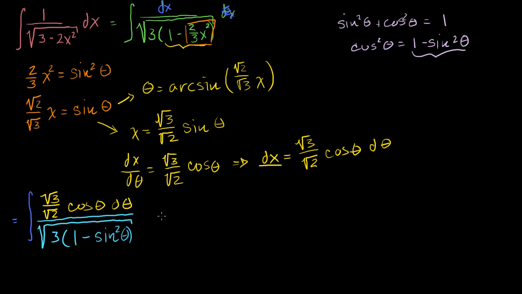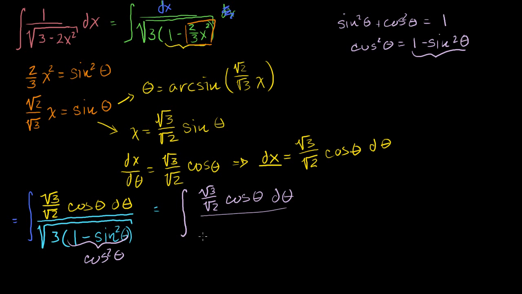Now how can I simplify this? Well, what's 1 minus sine squared of theta? That's cosine squared of theta. So this thing right here is cosine squared of theta. So my indefinite integral becomes the square root of 3 over the square root of 2 cosine theta d theta, all of that over the square root of 3 times the cosine squared of theta. That just became cosine squared of theta. So let's just take the square root of this bottom part.